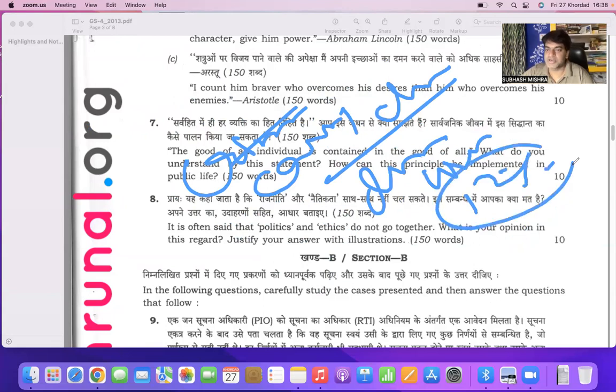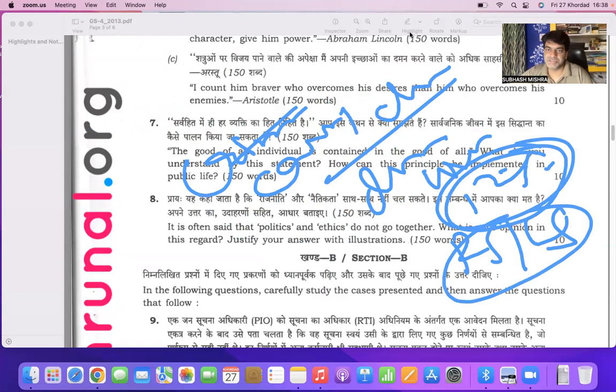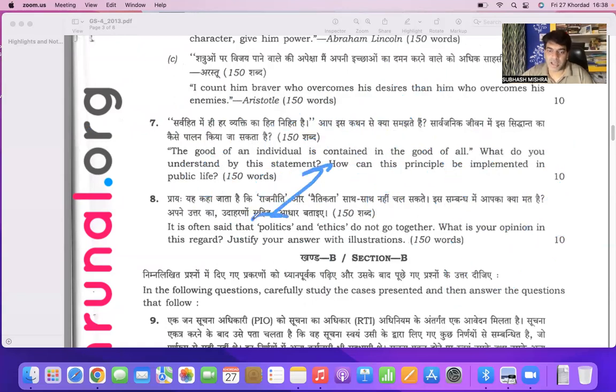Only 12% representation in Rajya Sabha and Lok Sabha. Then talking about high posts in politics, cabinet ministers. Not many women are cabinet ministers, right? Then politics and ethics going together.